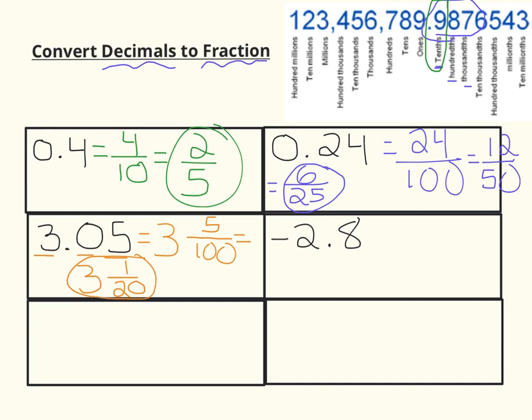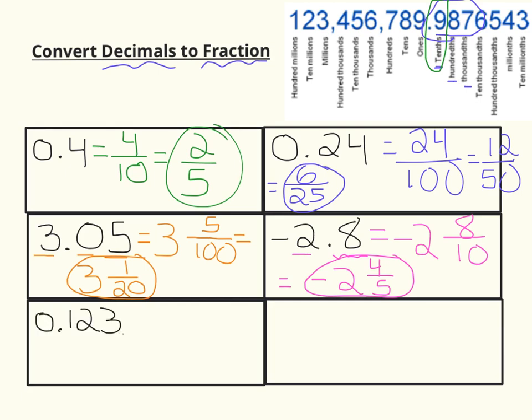Alright, the fourth example, it's negative, but that just means that our answer will be negative. Because we have the 2 in front of the decimal, we will have a mixed number. So -2 and a fraction. 1 decimal place is tenths, so that is 8 tenths. And then we need to simplify. So we could cut them both in half, 4/5. -2 and 4/5.